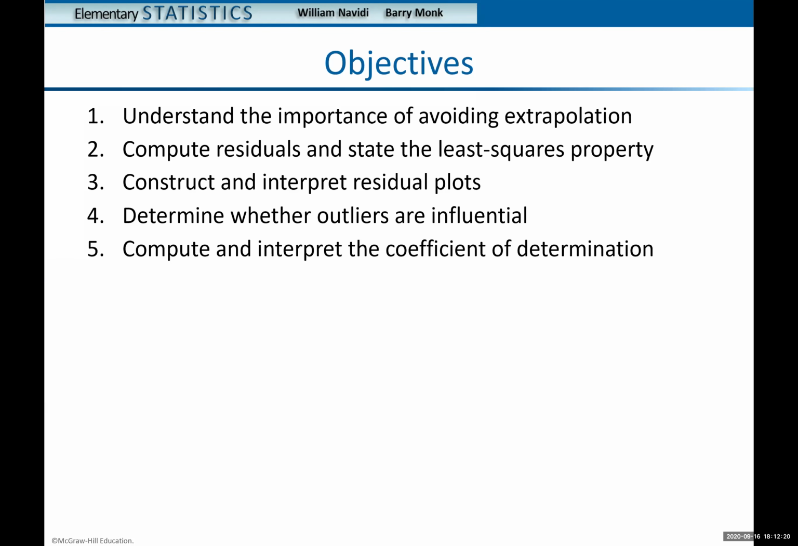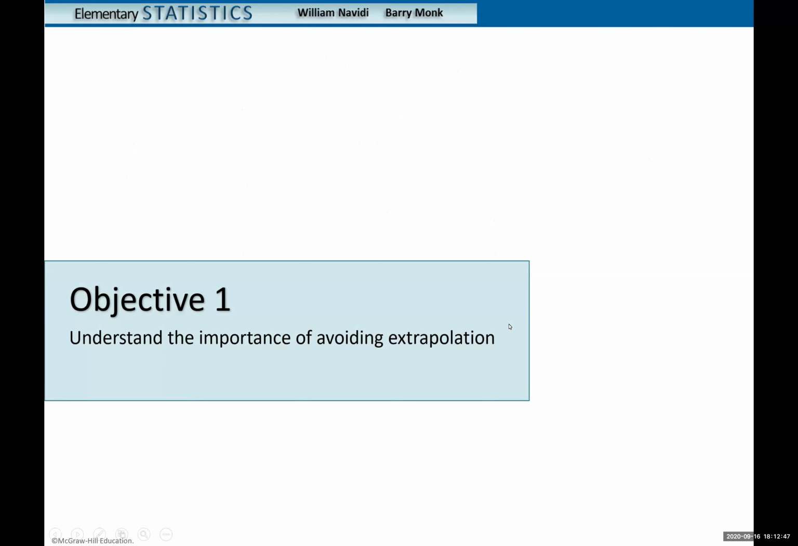So for tonight, for section 4.3, the objectives are, number one, understand the importance of avoiding extrapolation. Next, compute residuals and state the least squares property. Next, construct and interpret residual plots. Then determine whether outliers are influential. And then compute and interpret the coefficient of determination.